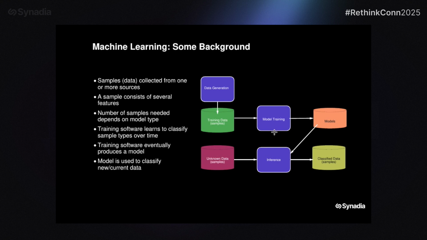and eventually generate a model. And the model that it generates can then be used when we see unknown data, data that we've never seen before. We can use an inference process which knows how to read the model and knows how to apply the unknown data to that model to classify each of the samples of unknown data.